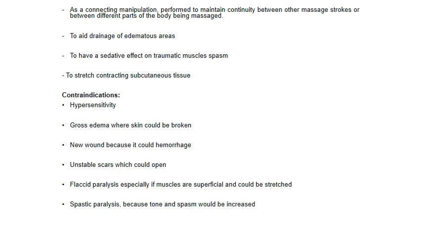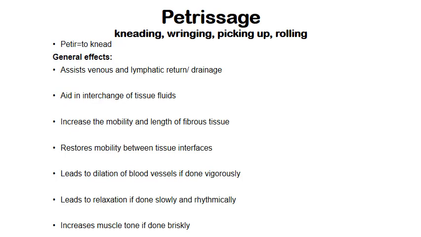Flaccid paralysis, especially if the muscles are superficial and could be stretched, or spastic paralysis, because tone and spasm would then be increased. Now looking at petrissage techniques, our next type of massage technique. You get 4 different types under the main heading of petrissage. Petrir meaning to knead. So the 4 different types are kneading, wringing, picking up, rolling.